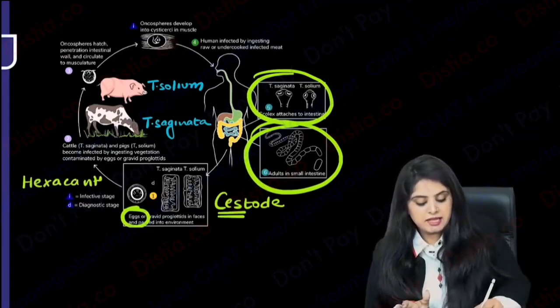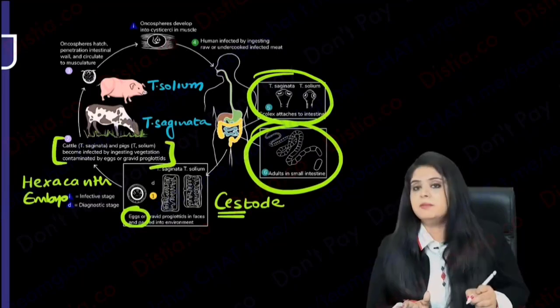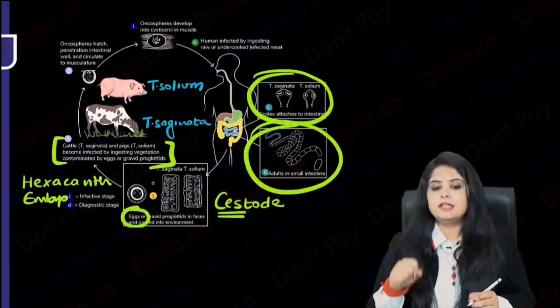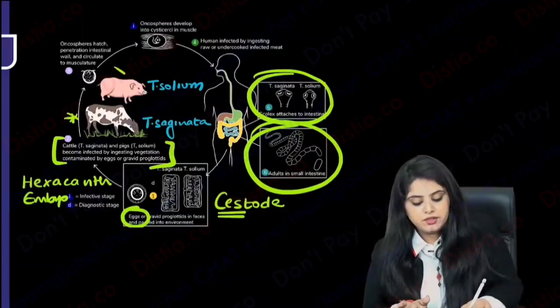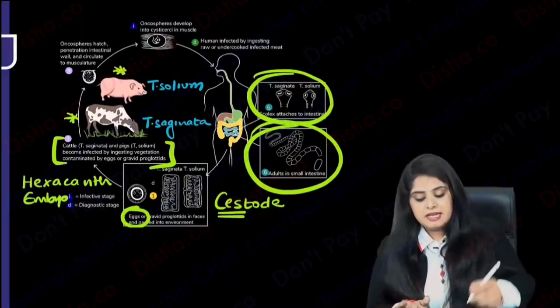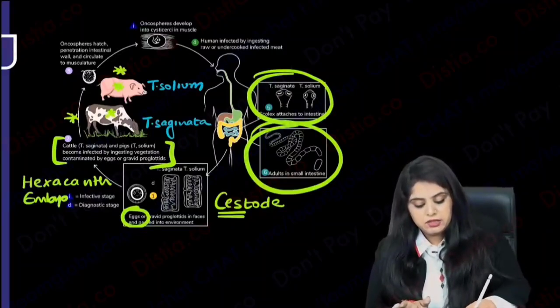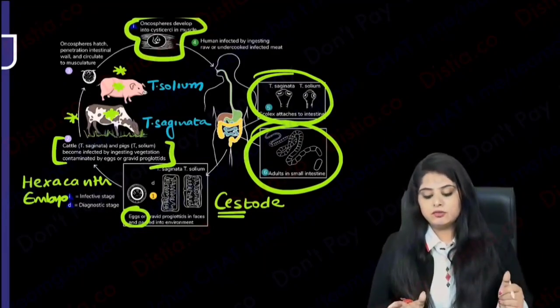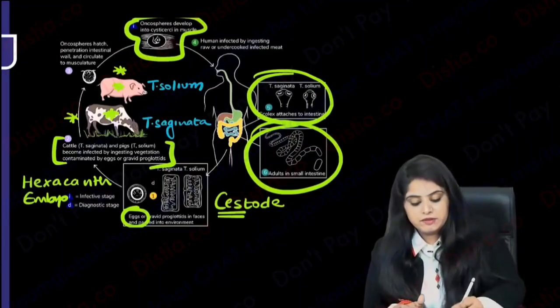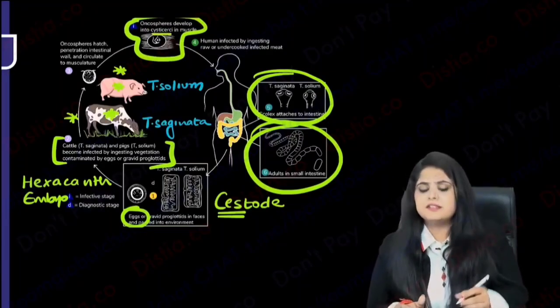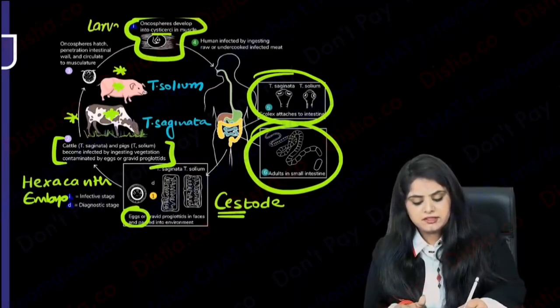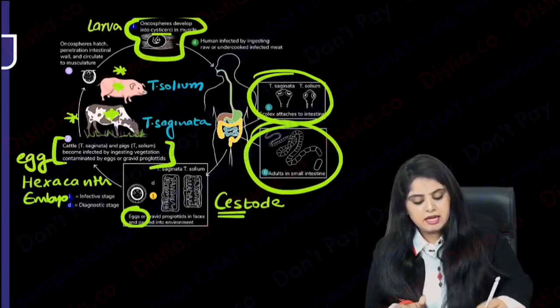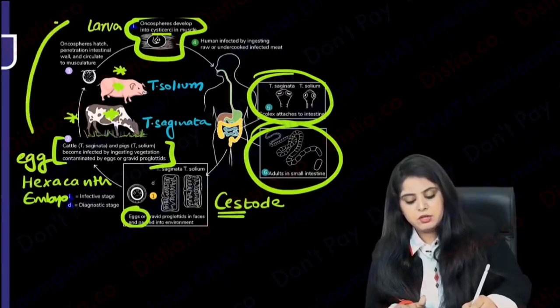Ma'am, with that hexacanth embryo or hexacanth egg, now it is going to come out in the environment. Who is going to eat all those infected things? Either the cattle will eat it or the pig will eat it. Right? And that will go and settle into the muscle of the pig or cattle, whichever it is, and those oncospheres are going to develop into cysticerci. Cysticerci means larva. Common sense, na? If the egg had come out, the egg ultimately has to come out into a larva form.